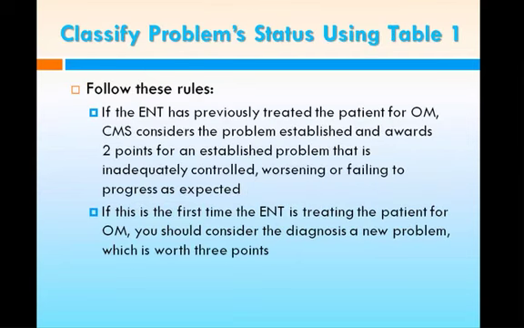In the table for number of diagnoses or treatment options, you must identify the problem status. To do so, follow these rules. If the ENT has previously treated the patient for OM, CMS considers the problem established and awards 2 points for an established problem that is inadequately controlled, worsening, or failing to progress as expected. If this is the first time the ENT is treating the patient for OM, you should consider the diagnosis a new problem, which is worth 3 points. Why is there a point difference? CMS expects that the decision-making for a known problem is less than that of a new problem.